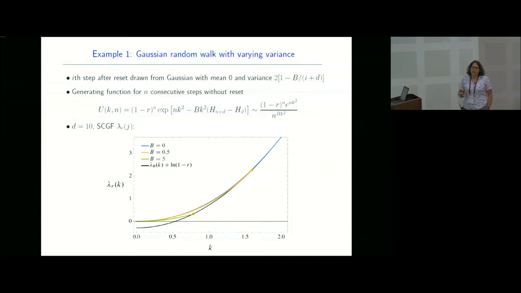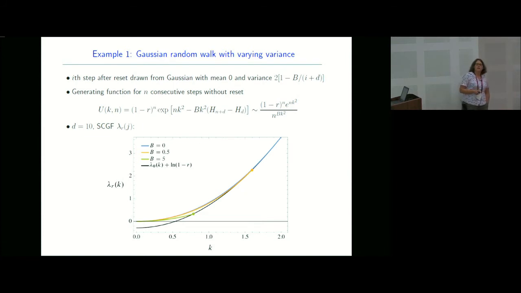So the blue line is the b equals 0 case. So that's the ordinary time homogeneous Markov case between resets. And what you find there is that z star, the log of that, gives you a generating function which goes here, you can't quite see it, and then gets closer and closer to this case without reset, but never intersects it.